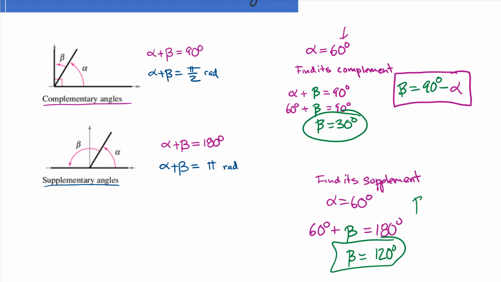So if you're going to want to find a supplement, your general formula is going to be 180 degrees minus the angle, whatever you're given. And there is your understanding because we do it in degrees. That's not a big deal. I imagine a lot of you are watching this and knowing the answer before I even start to do the algebra.